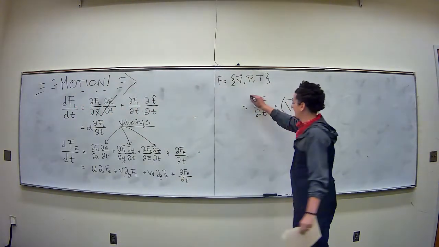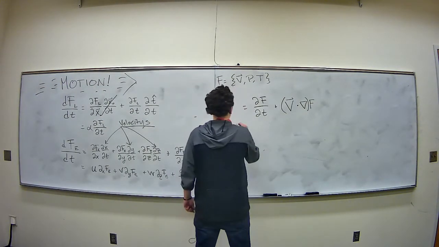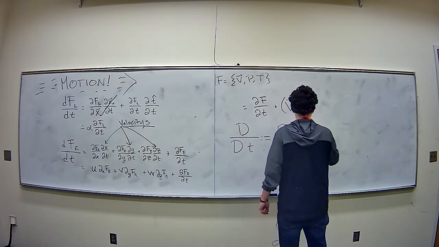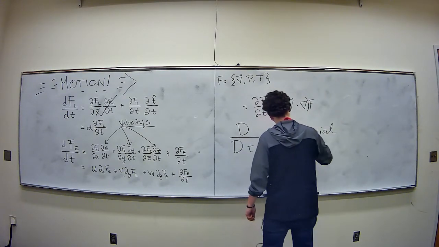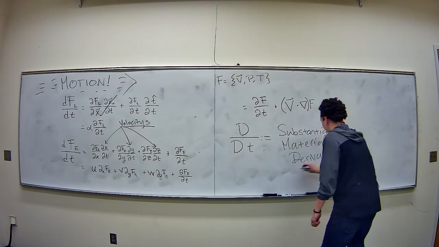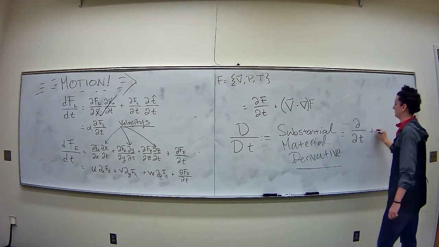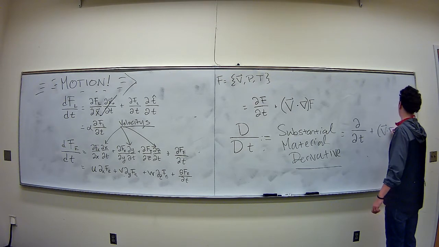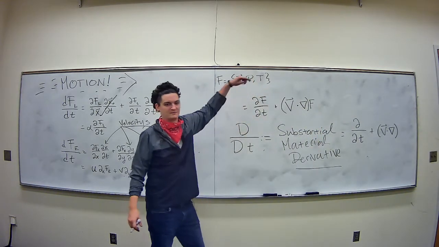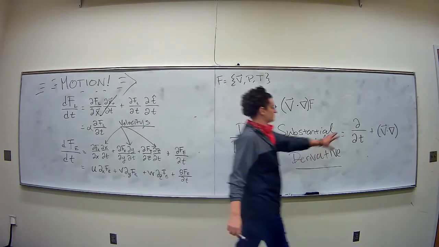And this is so common that we take it and we call it some differential operator. So this thing, we're going to say I now have capital D, and that we call the substantial or material derivative. Right? Where this is equal to this derivative operator. This is the material derivative operator, operating on some f.